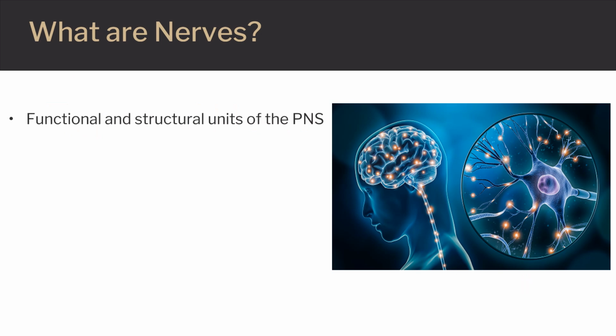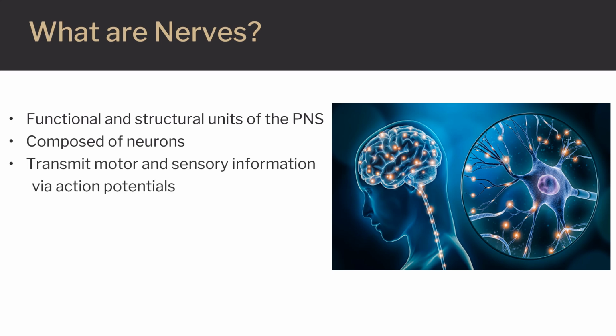Nerves are the functional and structural units of the peripheral nervous system, PNS. They're composed of groups of individual specialized cells called neurons, or nerve cells, which transmit motor and sensory information back and forth between the PNS and central nervous system, the CNS. Transmission is initiated via electrochemical impulses known as action potentials.